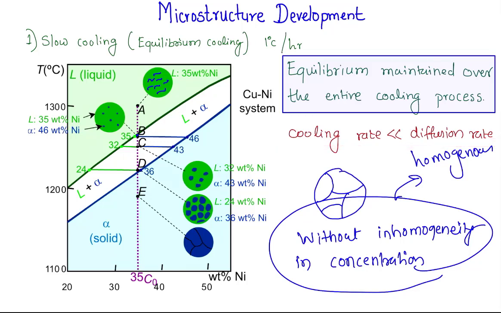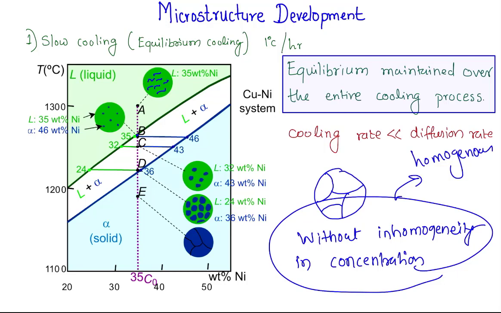We'll take an example at C0 of 35, that is the given concentration, 35% nickel. At 1300 degrees Celsius, or at point A, everything is in a liquid state. You can show this like this. When you come to point B, this is the boundary of liquidus, that is, it will have liquid and liquid plus solid. So solidification or nucleation starts from this point. Here Cl comes around 35 and Cs comes around 46.